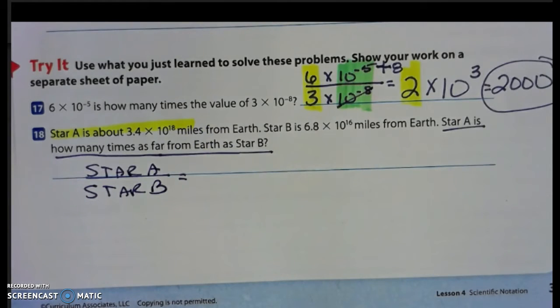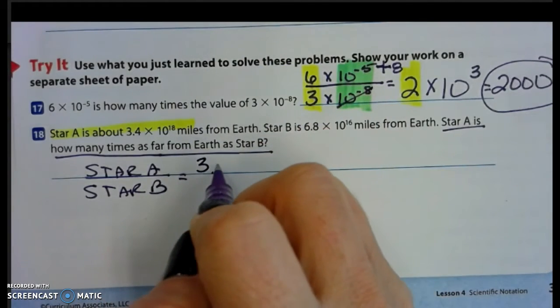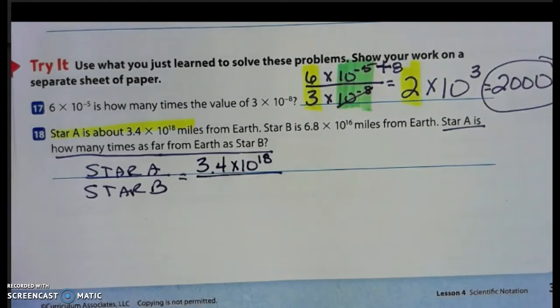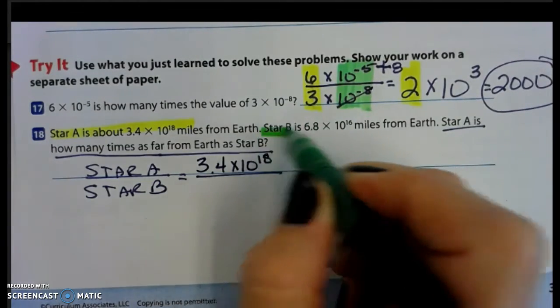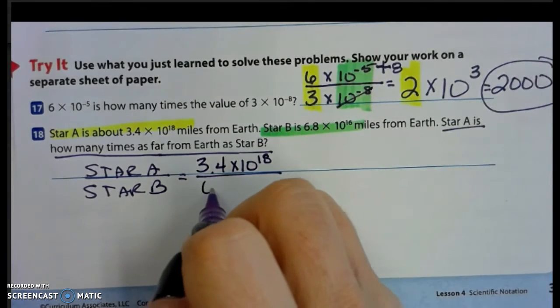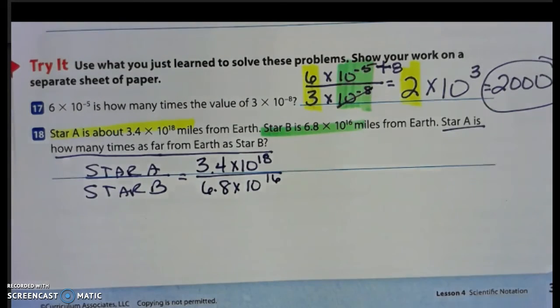Now, I'm choosing between standard form and scientific notation. In standard form, I've got to put 17 zeros on that number. I am not interested in counting out 17 zeros. That is why we use scientific notation. 3.4 times 10 to the 18th. Star B was 6.8 times 10 to the 16, which is 2 place values smaller. So if you were comparing these, that one is 2 place values smaller, which would mean it's the smaller number.